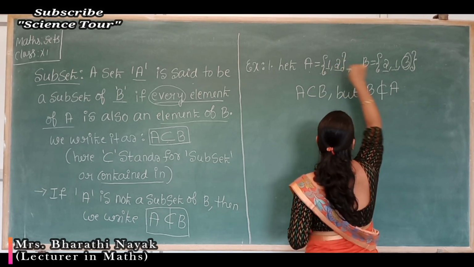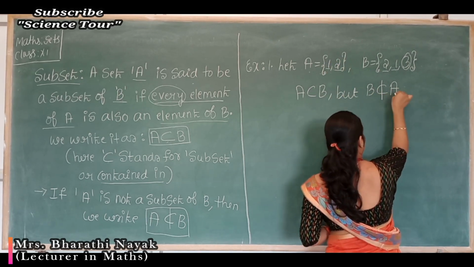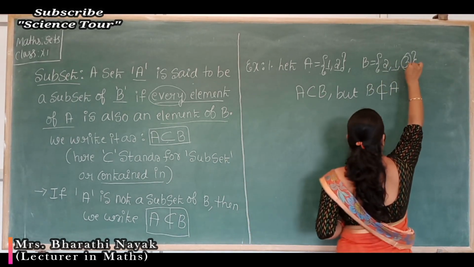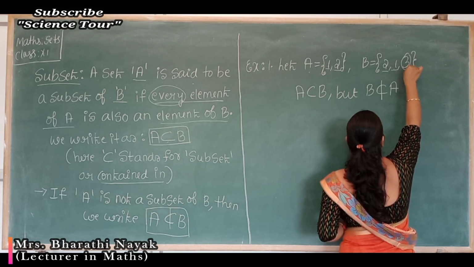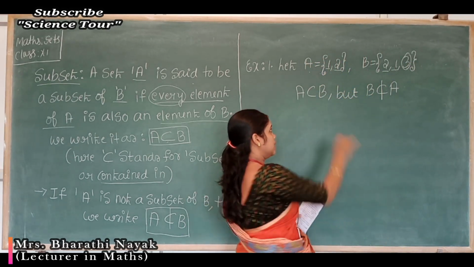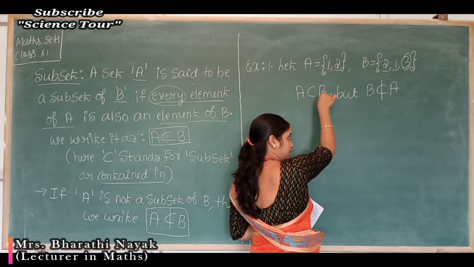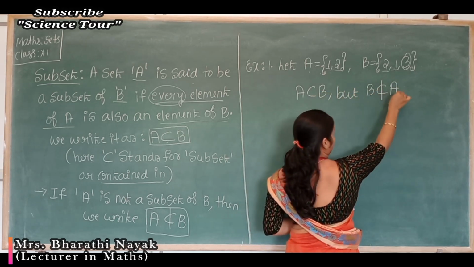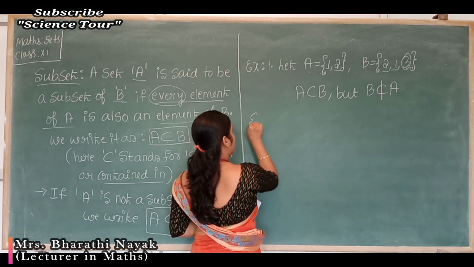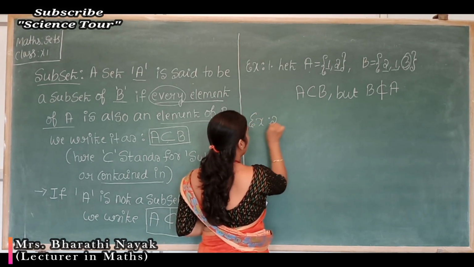So therefore, B is not a subset of A, because we have one more element, that is 3 in set B, which is not included in set A, isn't it? So therefore, A is a subset of B, correct, but B is not a subset of A. Okay, yes. So I'll consider another example, example number 2.